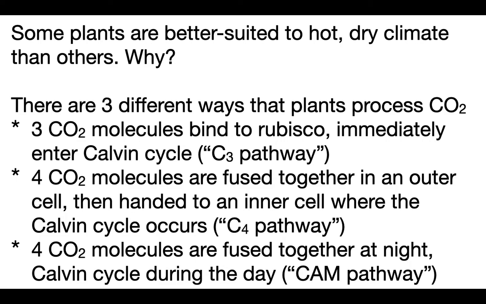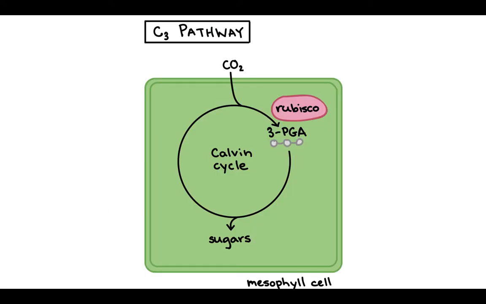There's also a third version which sounds similar. You get 4 carbon dioxide molecules that are fused together, but in this kind of plant, that fusion happens at night. So the carbon dioxide gets absorbed into the leaves overnight, and then the Calvin cycle occurs during the day when the ATP production and NADPH production is happening because of the light-dependent reactions. So let's just take a quick look at each of those 3 pathways.